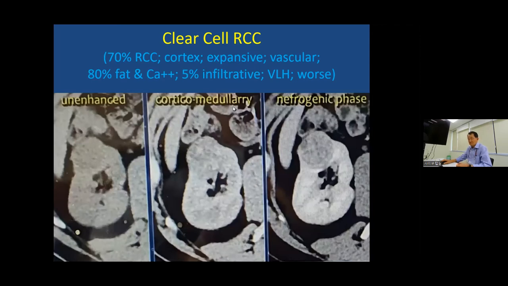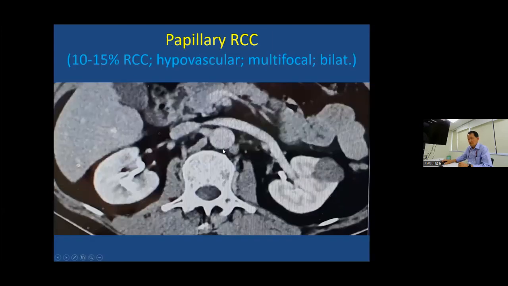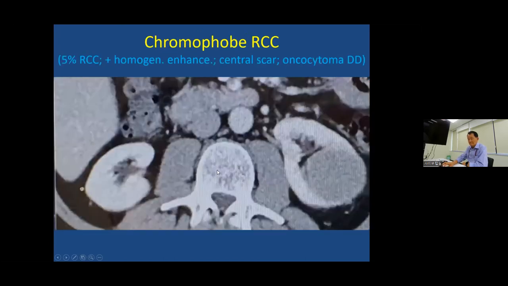So now, there are several types. Clear cell is the most common, about 70%. Very vascular, bumpy, heterogeneously enhanced. This is what we usually see mostly. Okay, the papillary is next, 10 to 15%. This case doesn't show much hypervascularity, but it's multifocal and bilateral. That's the papillary. Chromophobe is next, about 5%. It's uniform, almost like a benign tumor, but sometimes with a central scar. We have to differentiate it from benign oncocytoma.